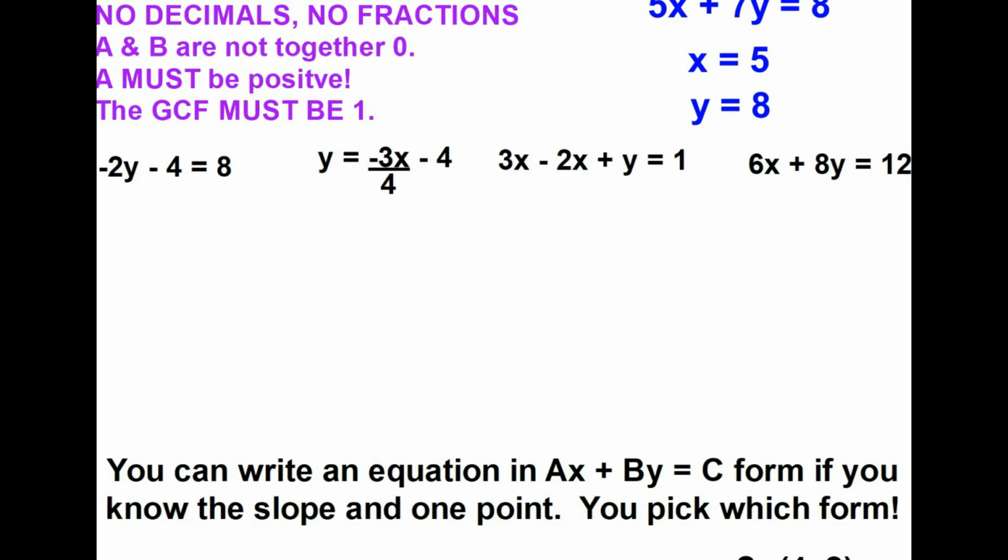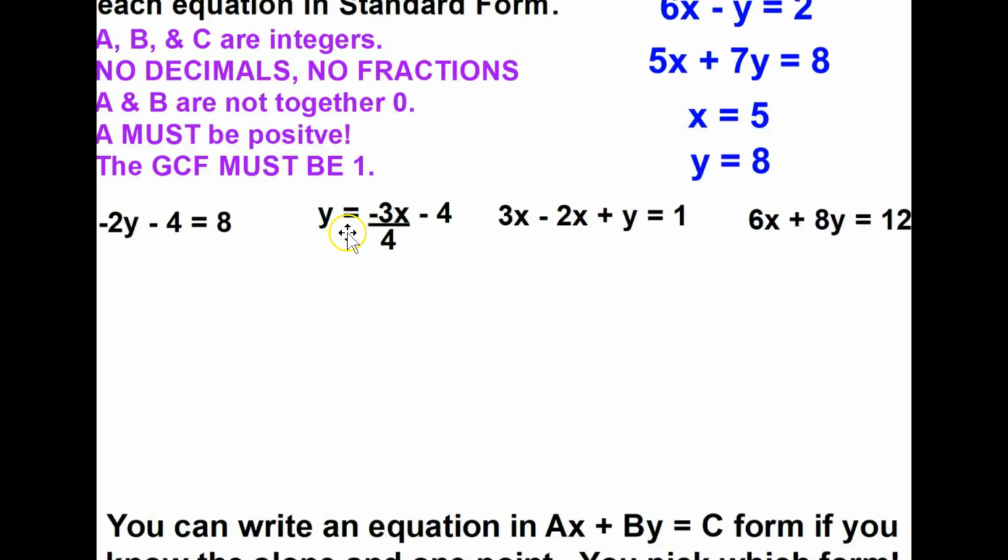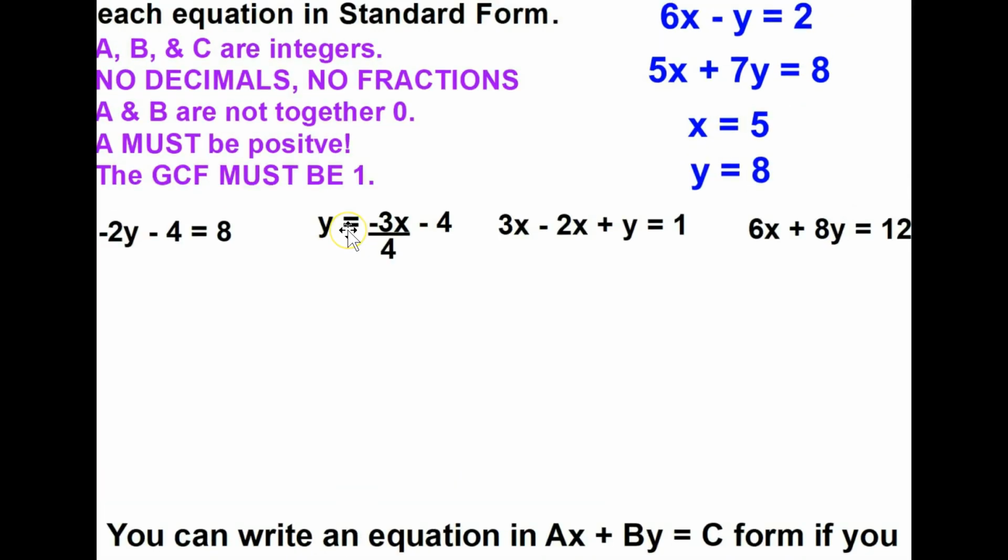So the first rule is that A, B, and C are integers. Yes, A, B, and C are integers. Check. A and B are not together 0. Well, there's no A in this problem. So A had to be 0 somewhere, but they're not both together 0 because there's no X. Remember, AX plus BY equals C. There's no X in this problem, so your A had to be 0, but the B is -2. So check, they're not both together 0.